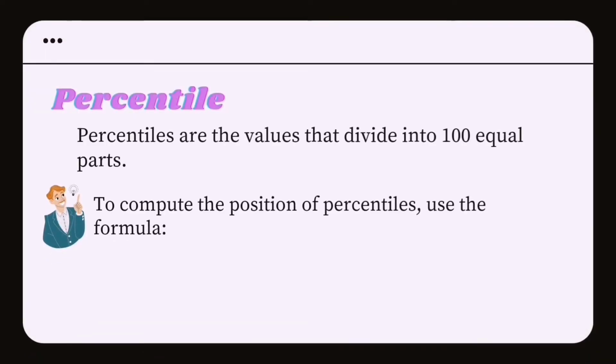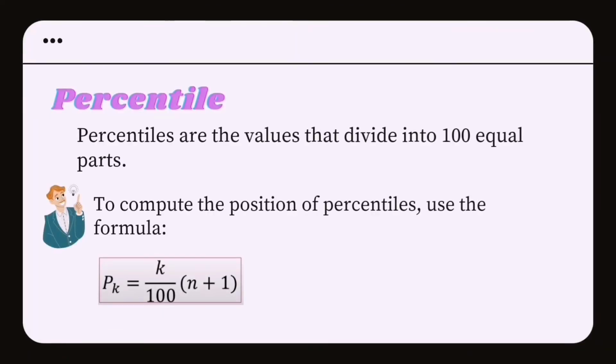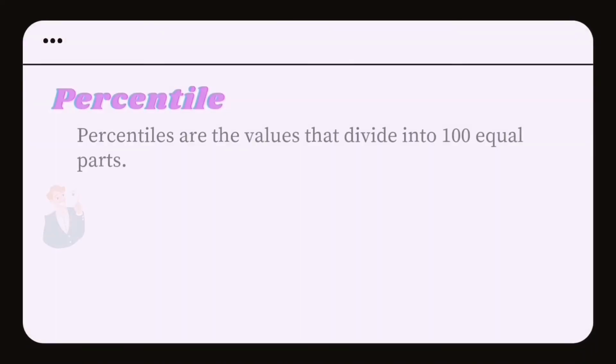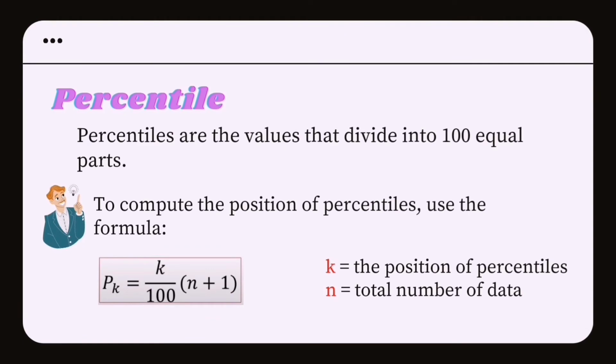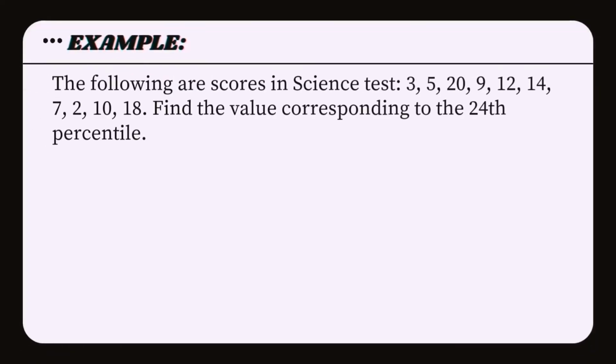To compute the position of percentiles, use the formula P sub k is equal to k over 100 times n plus 1. So, kapag kinukuha natin ang percentile, it's supposed to be over 100. Always remember that k is equal to the position of percentiles, while n is the total number of data. Let's now proceed to the example.